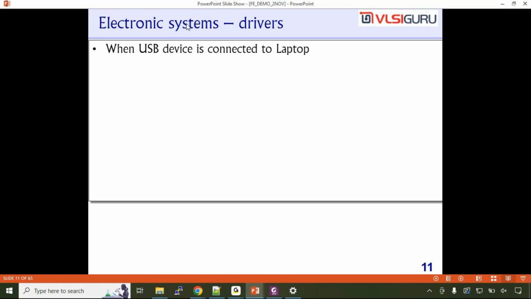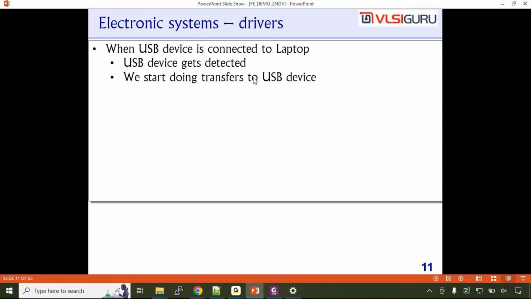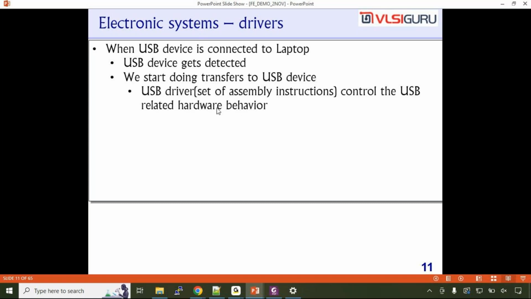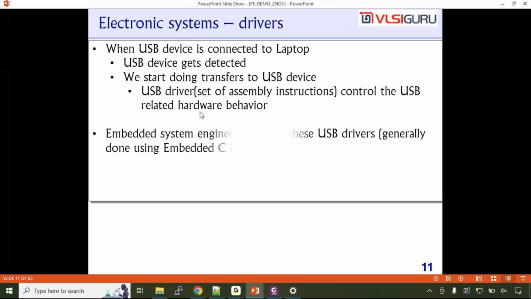Now, coming back to our example, when a USB is connected to the laptop, the USB device gets detected. My laptop will detect that the USB drive is connected. Then we start doing the transfers to the USB device. When I say USB driver, that is nothing but the firmware. It is a set of assembly instructions which control the USB related hardware behavior. Embedded system engineers develop these drivers, generally using embedded C language.